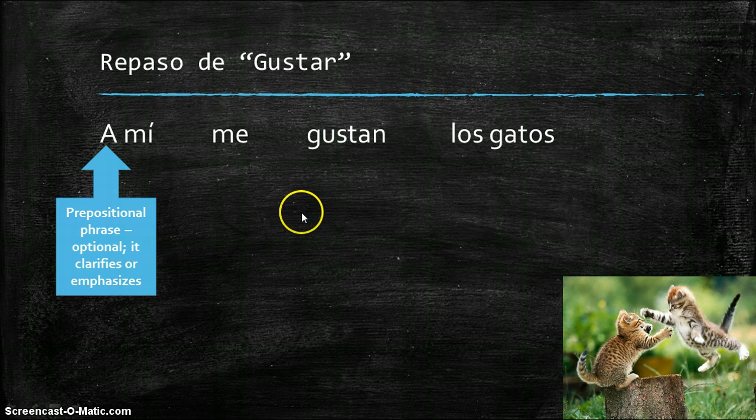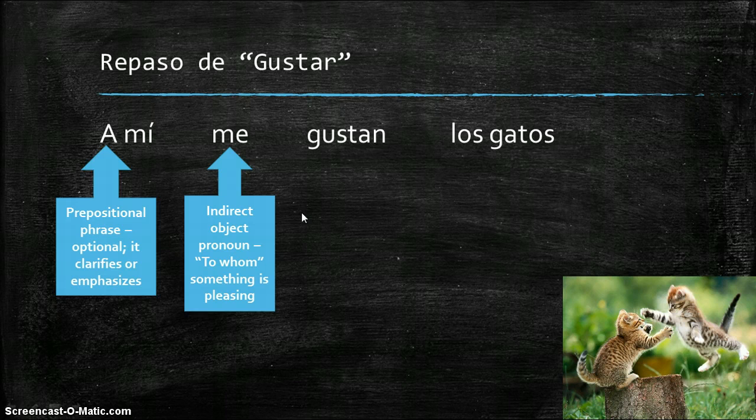The next part of the sentence is the indirect object pronoun. This tells you to whom something is pleasing. Remember, cats are pleasing to me. So the word me tells you to whom cats are pleasing. It's to me. This indirect object pronoun is not optional. You absolutely must include it in sentences that use gustar.